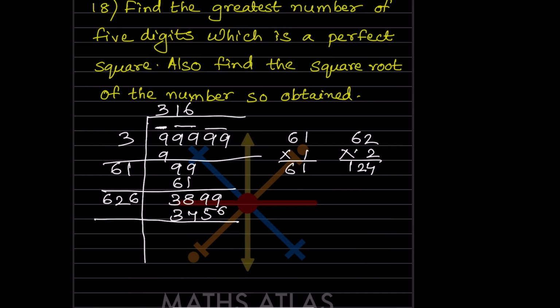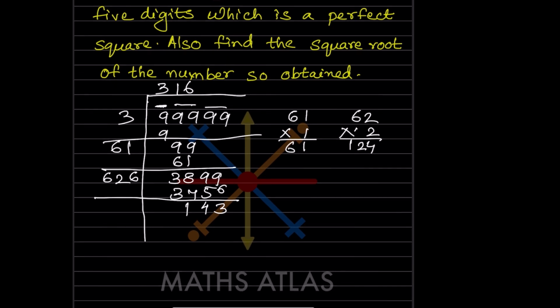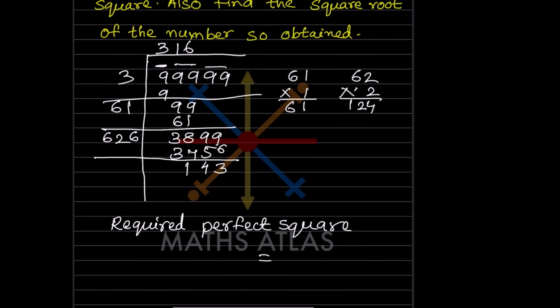So what will be the remainder? That is going to be 143. So what are you going to write here? So we want, now this is a positive one, so we are going to subtract this one. So we can write here required perfect square is, because whenever there is positive, we subtract it. Whenever there is negative, we add it. So this is going to be from where we subtract, from the 5-digit number.